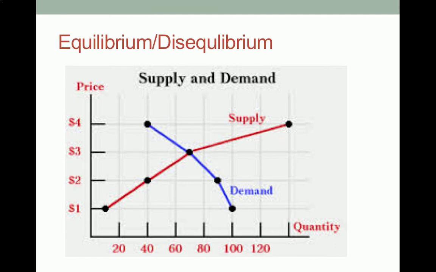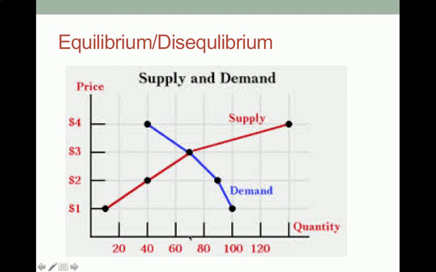This is where we start the new information. So this point right here in the center where supply and demand meet is called equilibrium. Any other point is called disequilibrium. And what this is showing, at a price of $3, the quantity supplied and the quantity demanded are exactly the same, and in this case it would be 70.